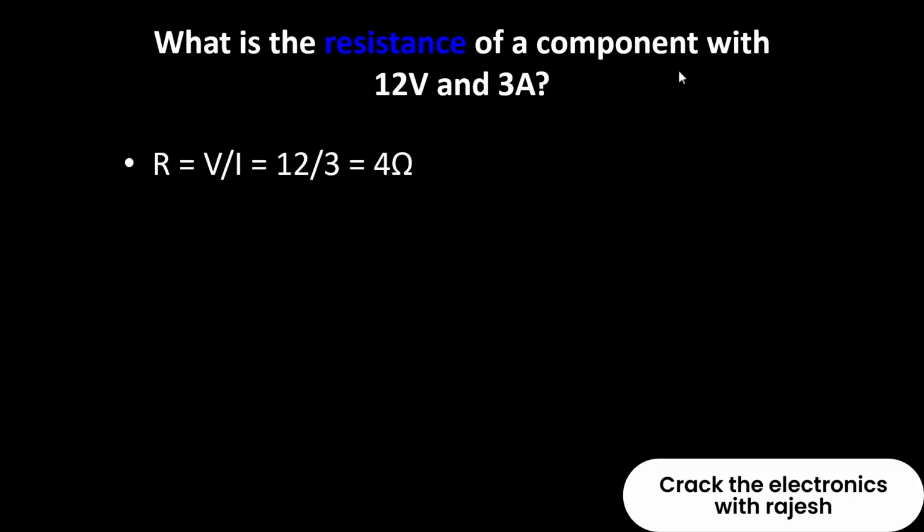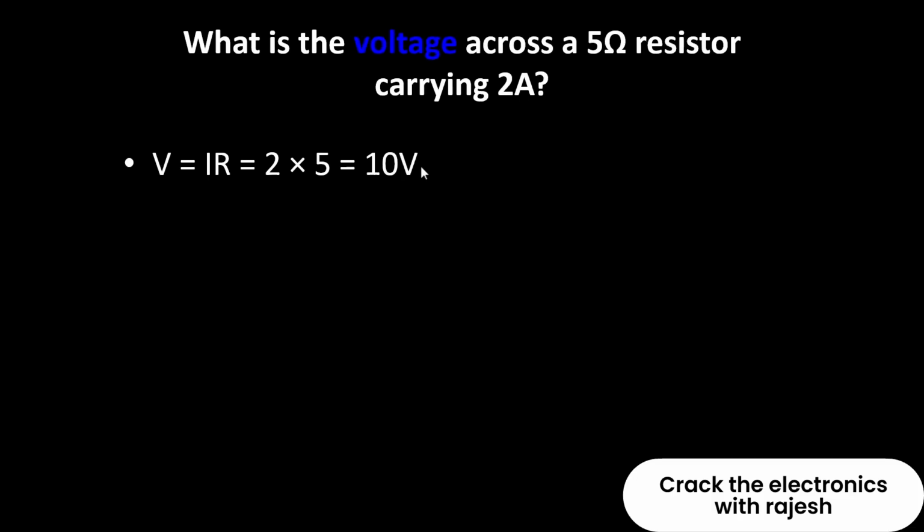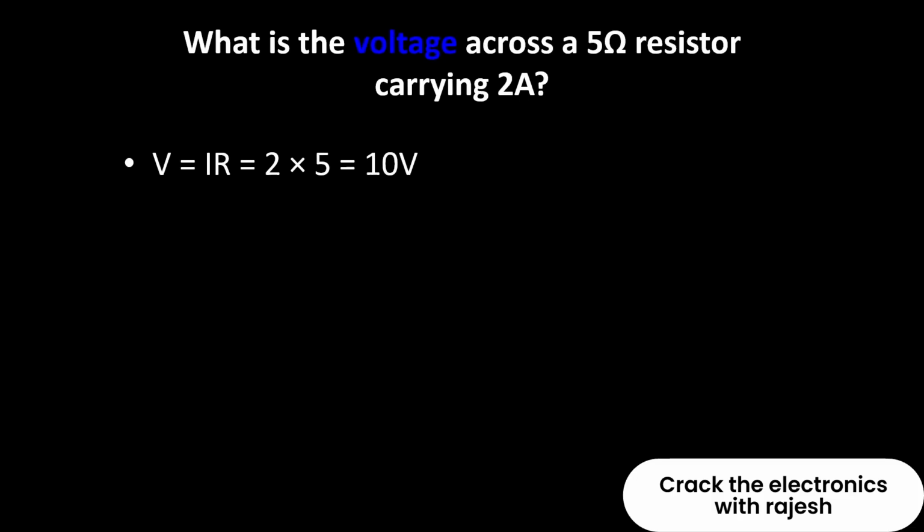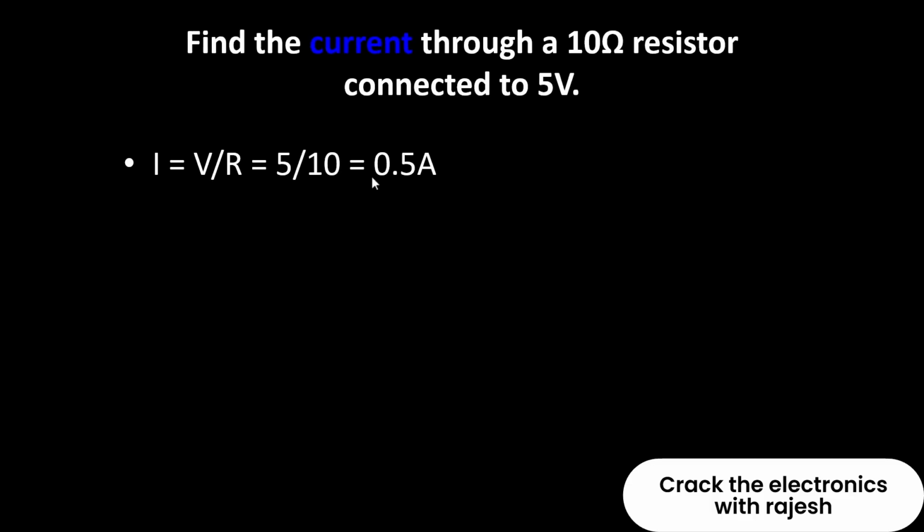What is the resistance of a component with 12 volts and 3 amps? So here they gave a voltage and a current. So easily I can calculate R is equal to V by I. So 12 by 3, it is 4 ohms. What is the voltage across a 5 ohm resistor carrying 2 amps? So with a 5 ohm resistor and I is 2 amps, the voltage will be 10 volts.